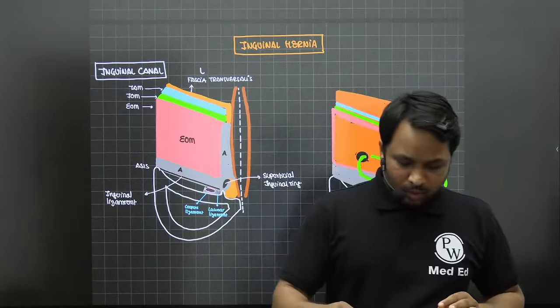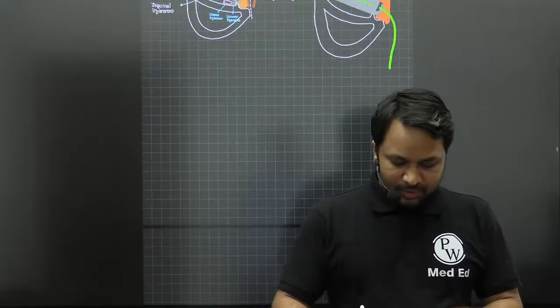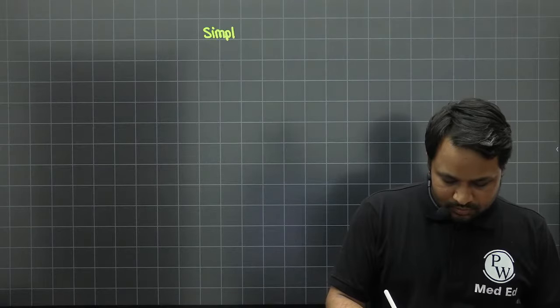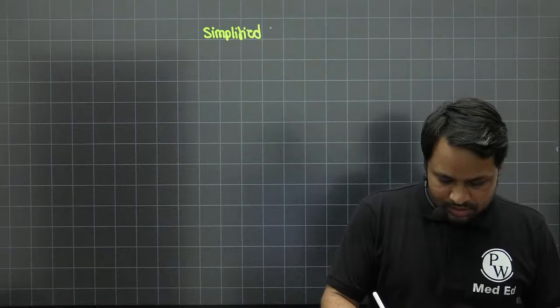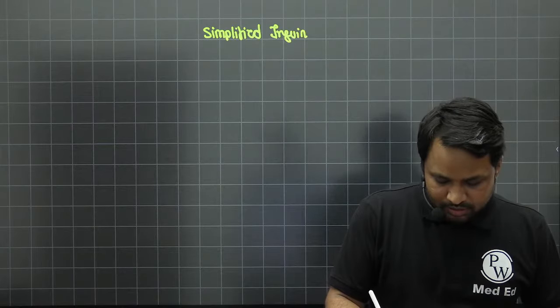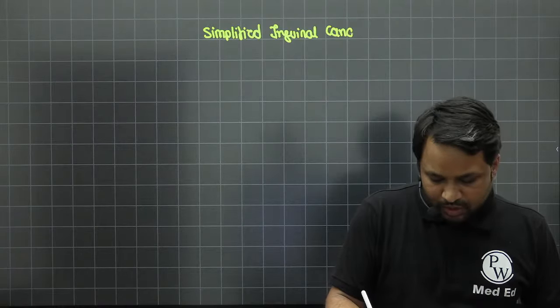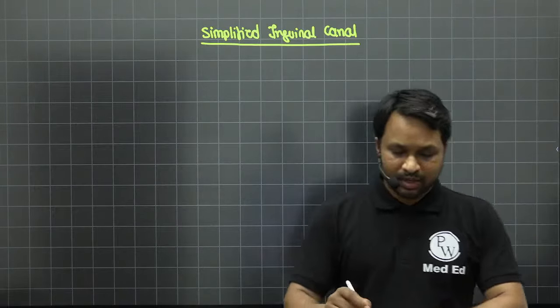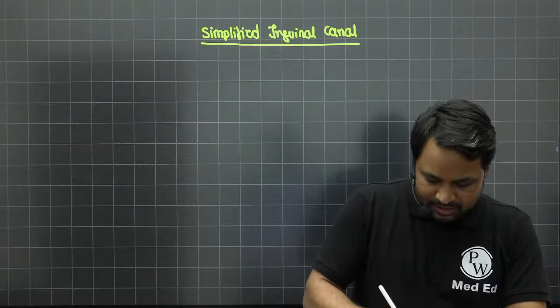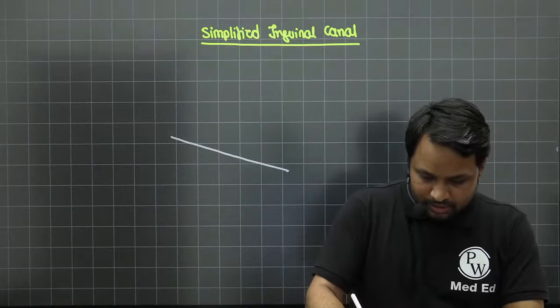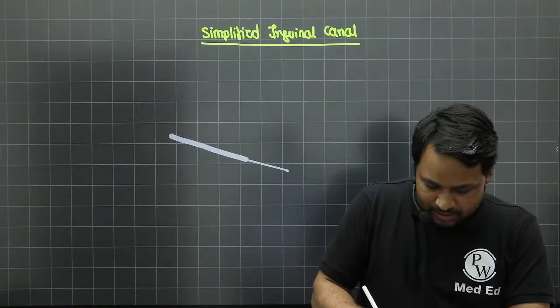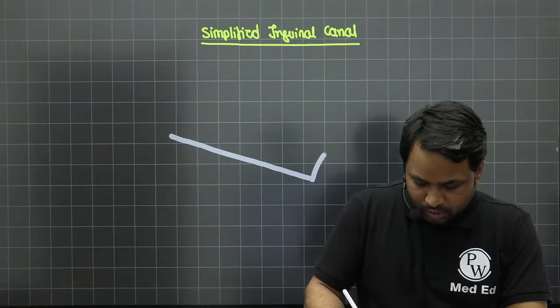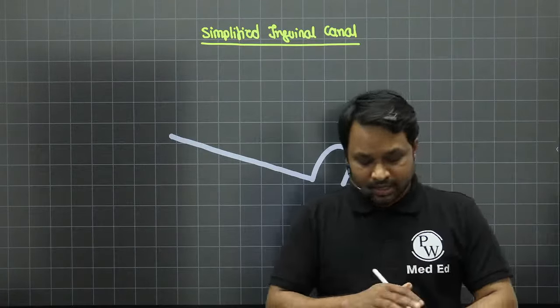Now what we'll do is we'll simplify the inguinal canal for our understanding, right? So I'll just make a simplified model. Simplified inguinal canal. So whatever discussion we're going to have on inguinal hernia will be on the basis of the simplified inguinal canal. अब ये simplified inguinal canal क्या है? This is going to be your inguinal canal. So ये, this is going to be your superficial inguinal ring. ठीक है. So this is the anterior border.